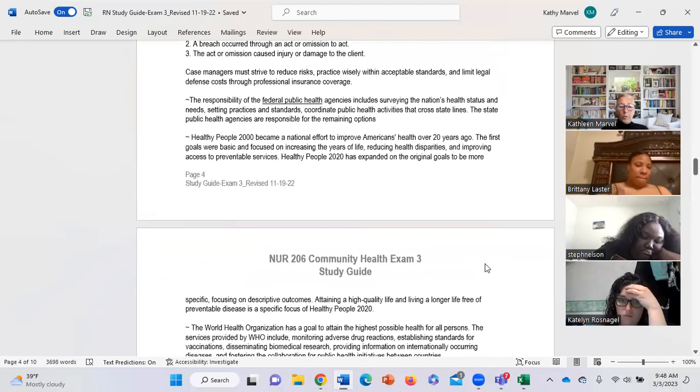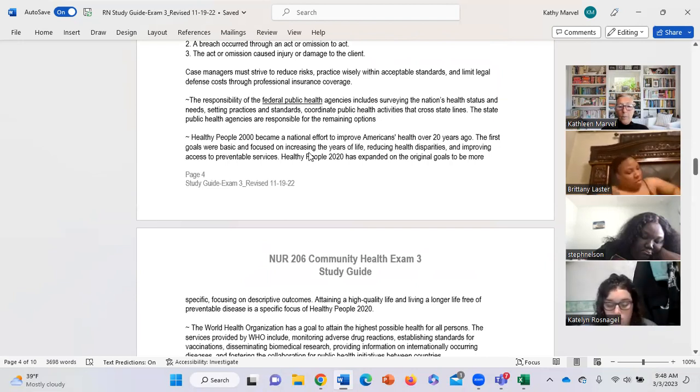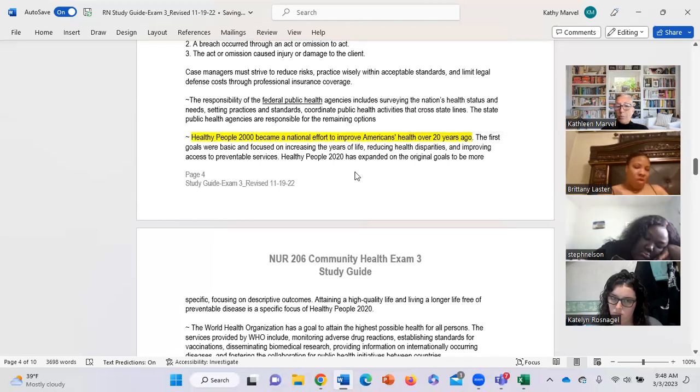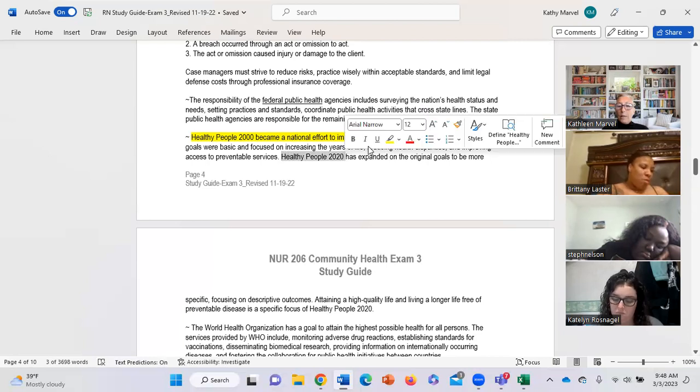And then Healthy People 2020, this is important to know. Healthy People 2000 became a national effort to improve Americans' health over 20 years. Okay, well, we're well beyond that now. We're now at 2030. The first goals were just basic and focused on increasing the years of lives, reducing health disparities, improving access to services. But then they compare it to Healthy People 2020. Okay, so this bullet is about how the goals have developed over 20 years.